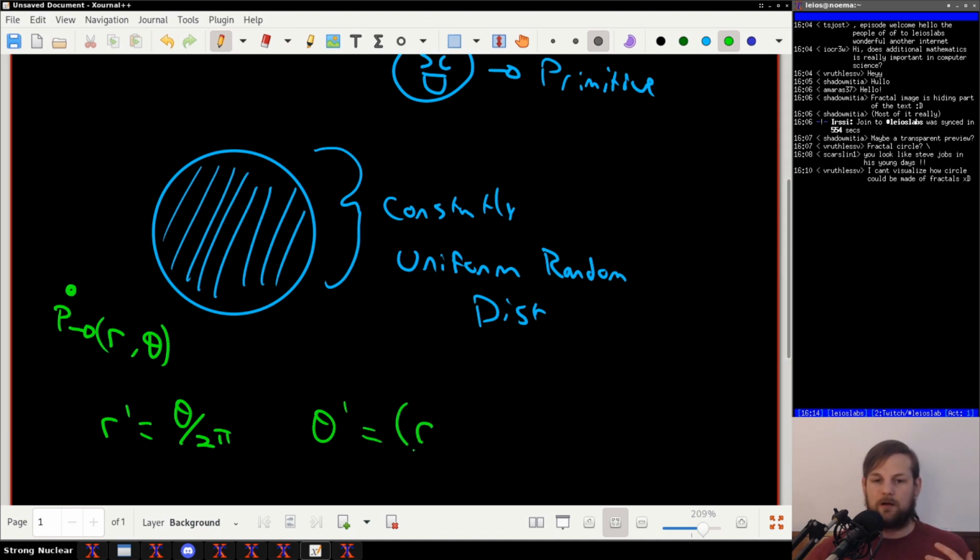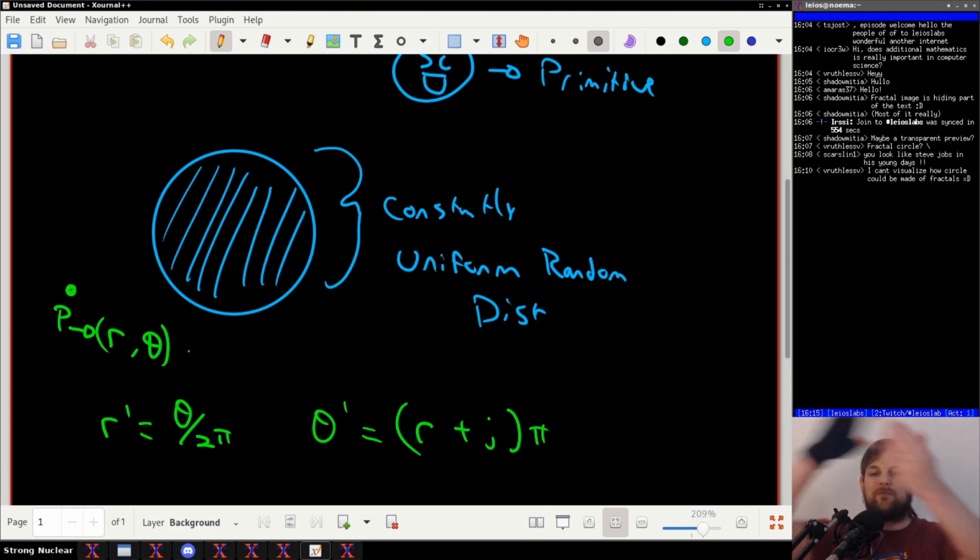Now our theta value here can also be related to r. So we can say this is going to be r plus, and I'm just going to put another value here called j pi, right? The idea here is that we can simulate that uniform randomness, that idea of being random inside a circle, by basically flip-flopping these coordinates. So we use theta to calculate r and r to calculate theta, right? And by doing it this way, we've essentially simulated that randomness that we need for that uniform random distribution inside of the circle.